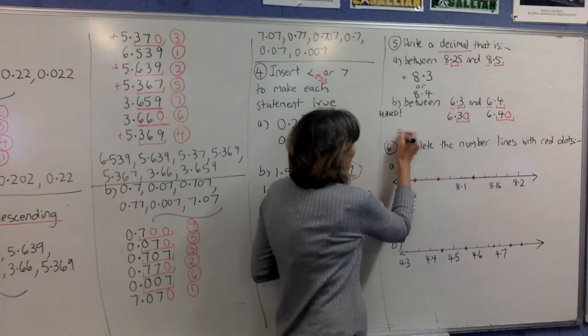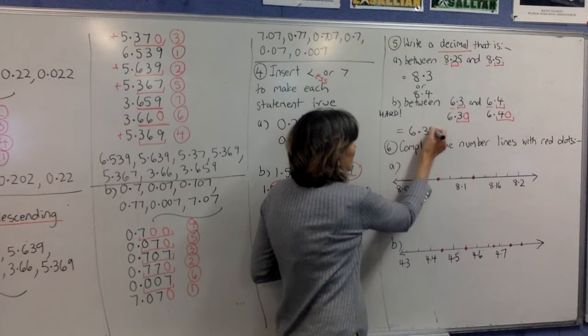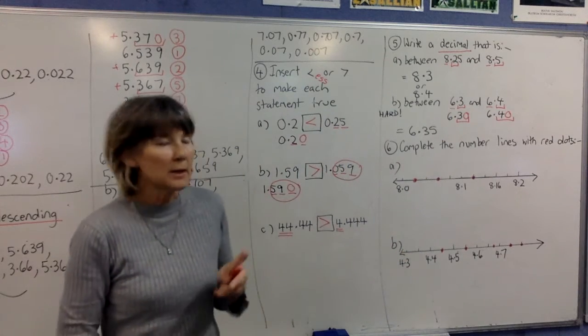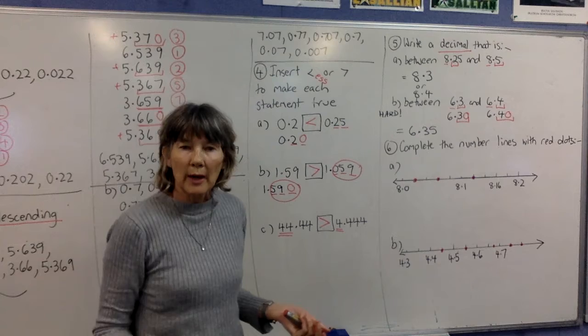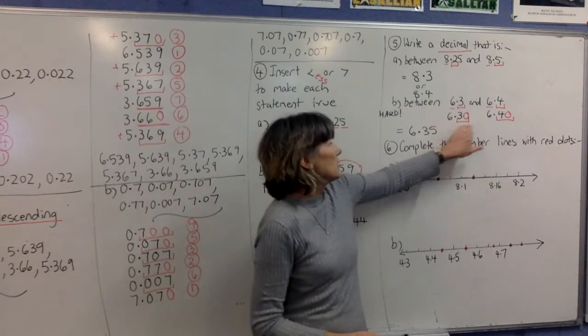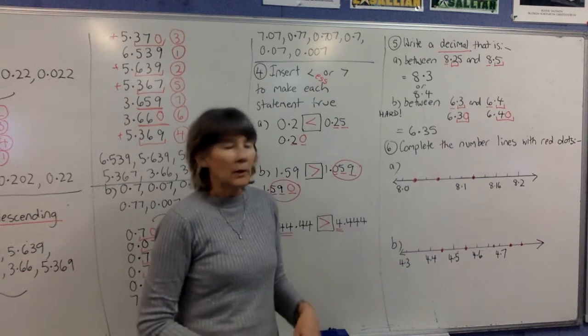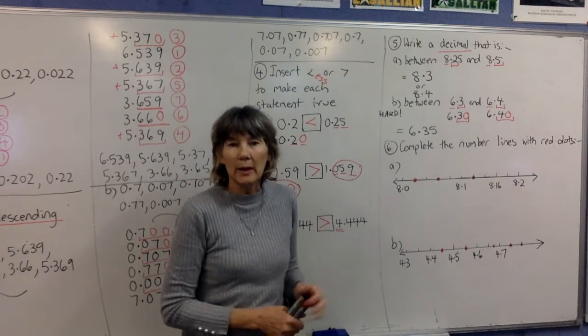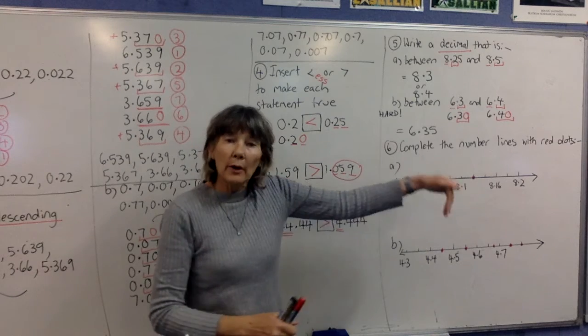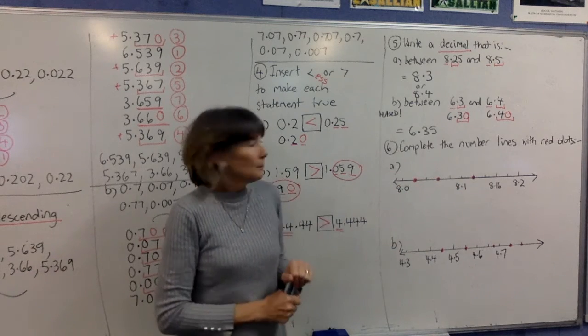So I could say, all right, well, I'll go right in the middle and say 6.35. Or you could say 6.31, 6.32, 6.38, 6.39. Any of those are between 30 and 40. Okay, so that's the easier way of doing it when you think you've got nowhere to go. Just put the 0 on the end and then look at it.